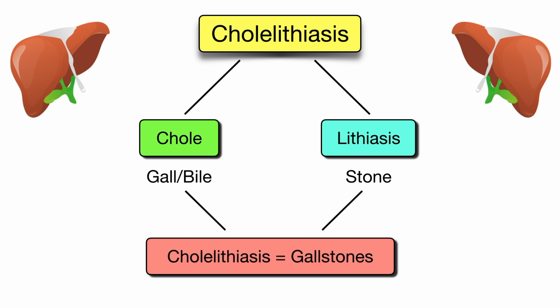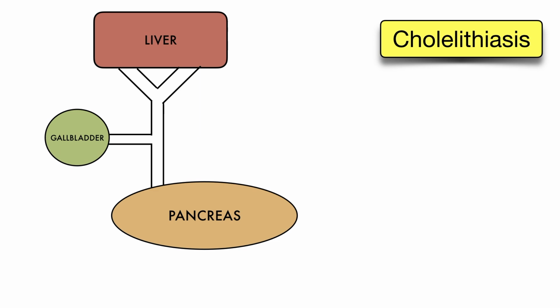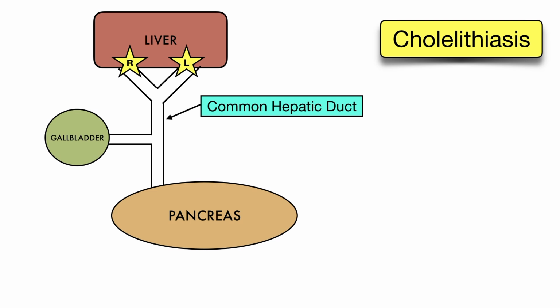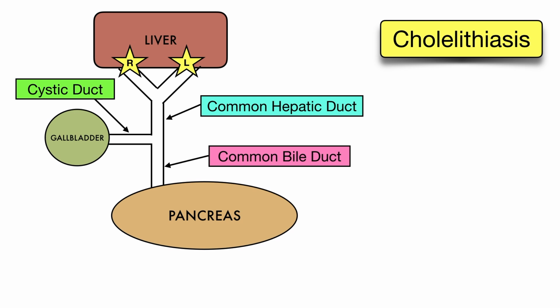Let's look at an image now to help you visualize what's going on so it sticks in your memory. We can see we have the liver, gallbladder, and pancreas. The right and left hepatic ducts exit the liver and join to form the common hepatic duct. The gallbladder connects to the common hepatic duct through the cystic duct. And together, the cystic duct and common hepatic duct form the common bile duct.